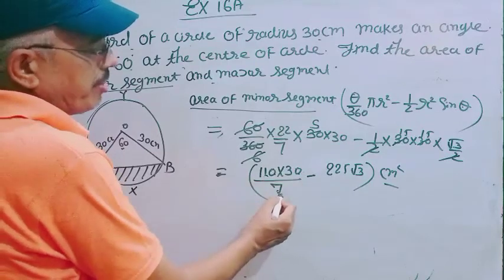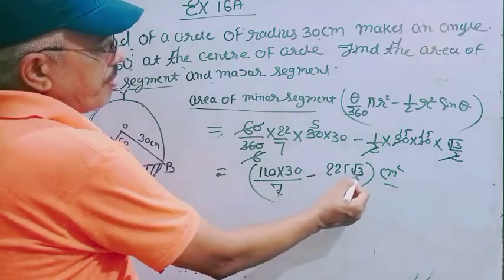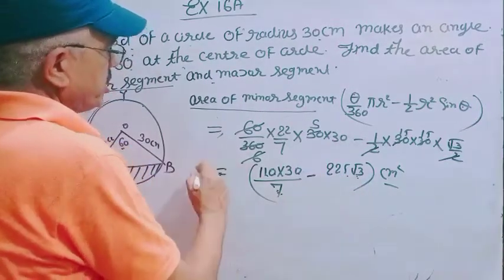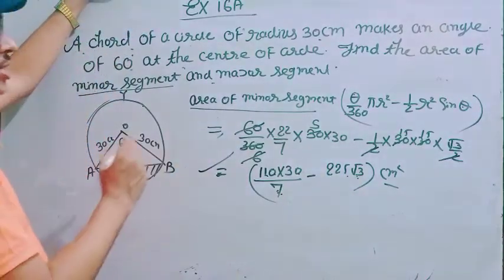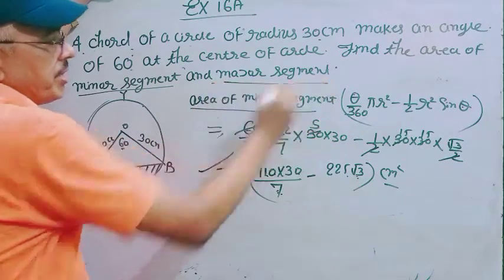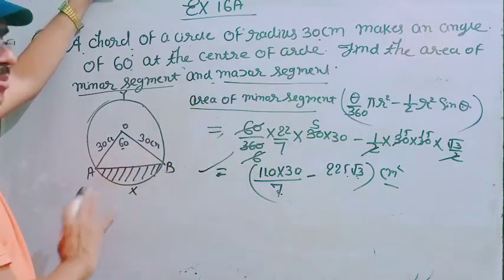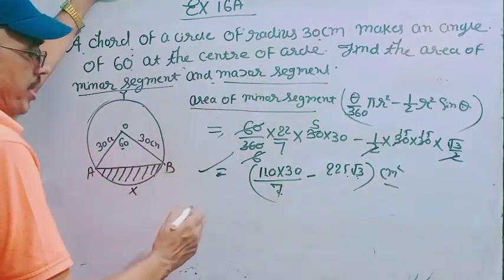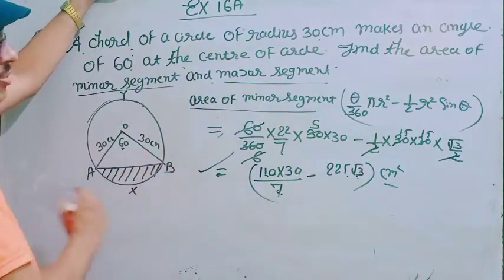First you multiply and divide by 7, and the value of root 3 is 1.73, put it in and subtract, then you get the area of the minor segment. Next question, what is the area of the major segment? There is no formula for the major segment in your syllabus. For the major segment, always subtract the minor segment from the area of the circle.